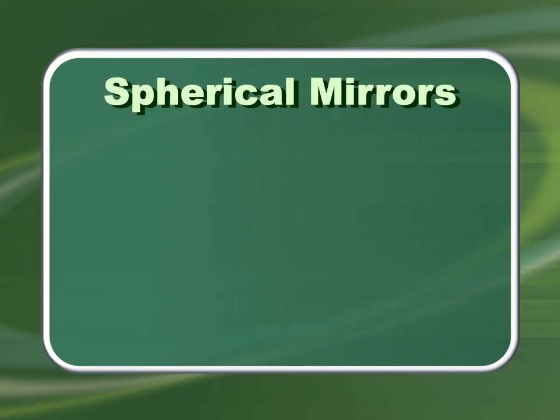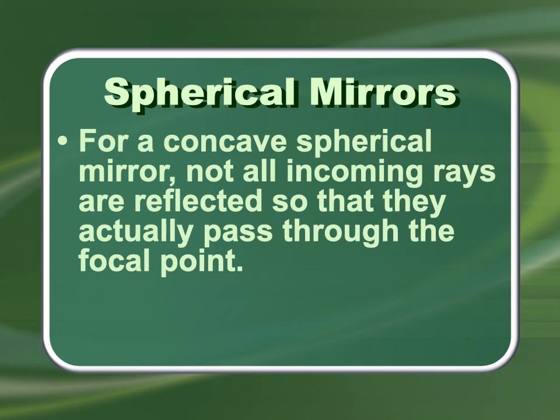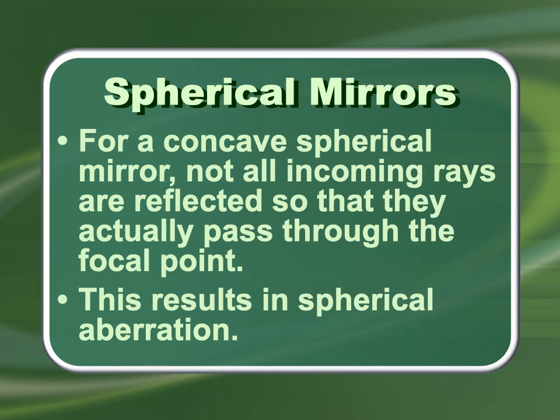Okay, just a couple of comments about spherical versus parabolic mirrors. In a concave spherical mirror, not all incoming rays are reflected so they actually pass through the focal point. We assume that. Reality is, it doesn't quite happen. They go real close to the focal point, but not quite, and so you end up with a little blurring. And the flatter the mirror, the larger the radius, the better you get. But you do have this problem.